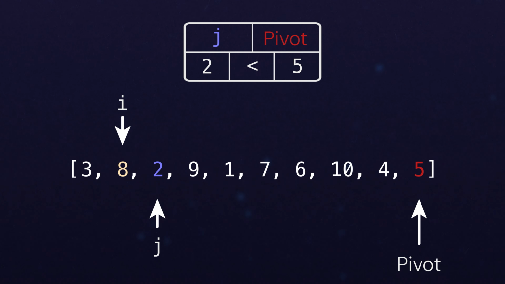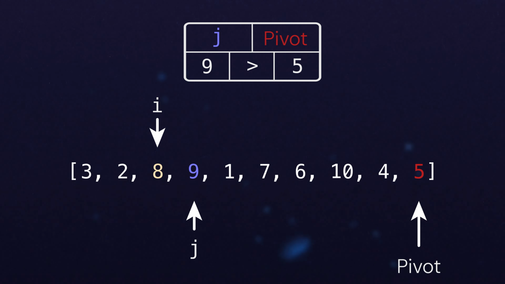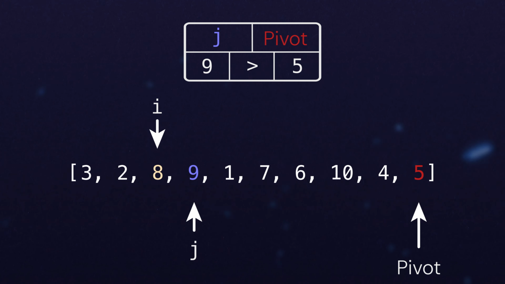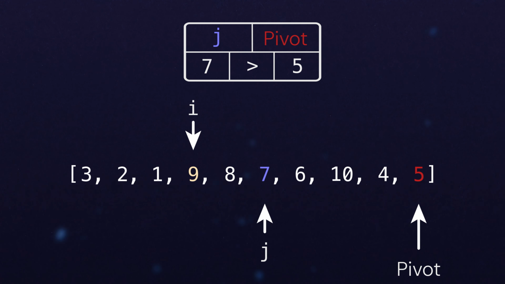All right, and now we just do it again. So now we'll compare j to the pivot again, in this case, 2 and 5. And again, because j is less than the pivot, we're going to swap i and j and move i forward. Next, we compare 9 and 5. Now this time, j is greater than the pivot. So no swaps. We move j forward, but we do not move i forward. 1 is less than 5, time to swap i and j again, and we'll increment both pointers.